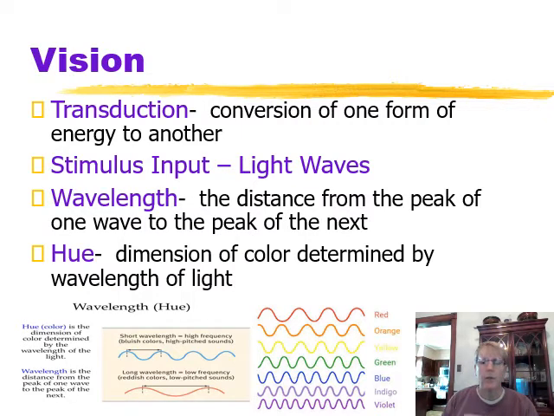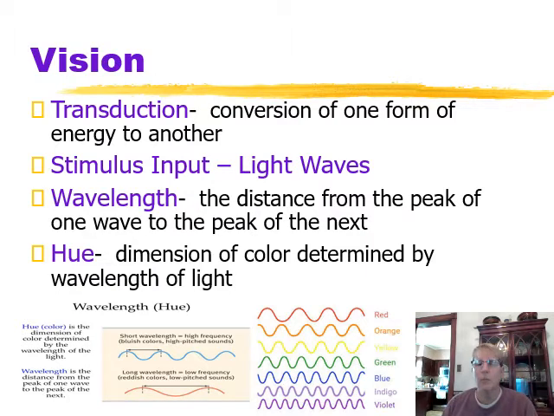So today I'm going to go over vision, how our visual system works to take energy, light energy, and convert it to neural messages. First of all, the term for converting energy to neural messages is known as transduction. Whenever energy is converted to neural messages, that's known as transduction. It takes place with every single one of your senses.